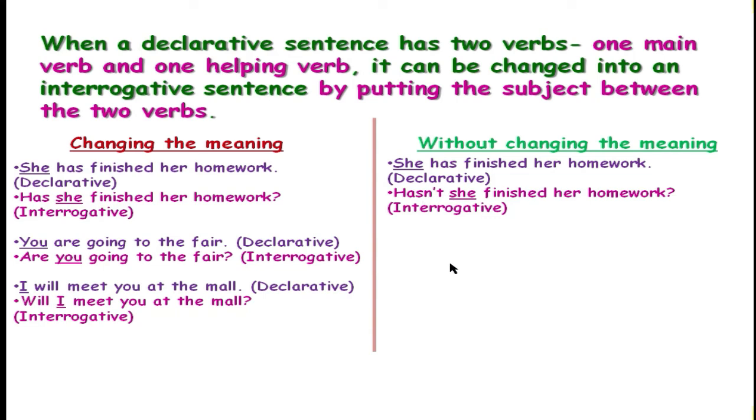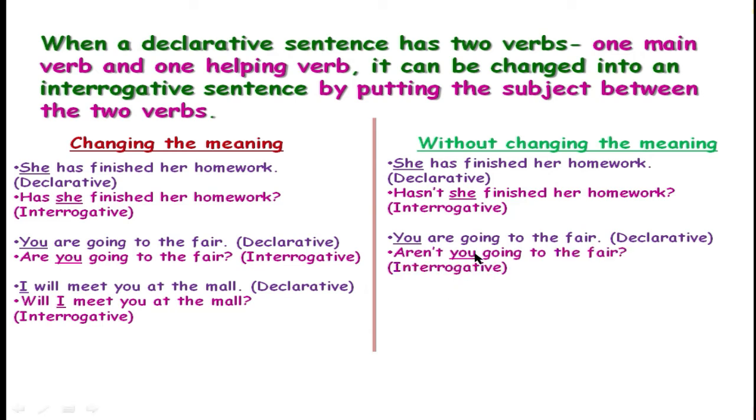Let's look at one more example. You are going to the fair. Again, what will be my interrogative sentence? Aren't you going to the fair? Look here. Again, my subject is coming in between the two verbs.